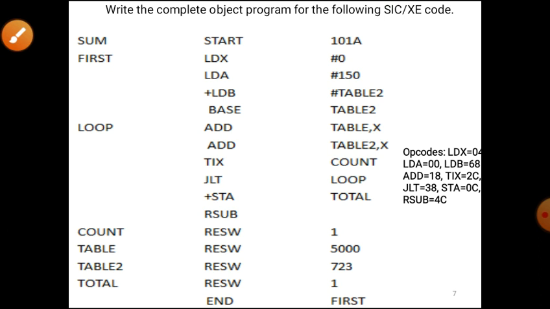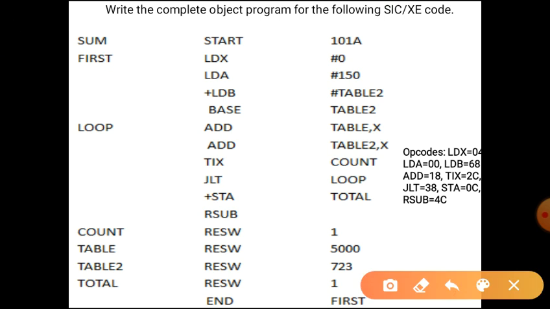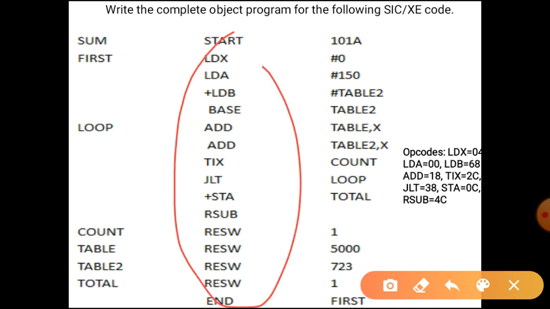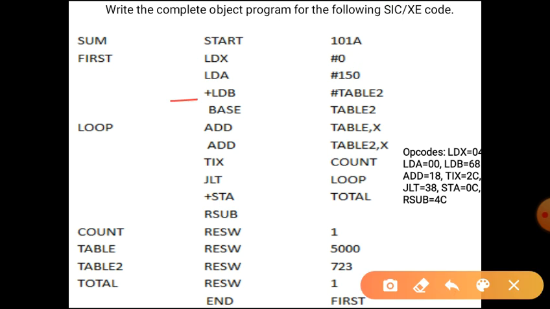Just for an example, I'll show this SICXE code. Here you can see that these are the mnemonics and these are the operands. In the operands, for this LDX instruction, LDX #0, it means that this instruction is based on immediate addressing mode. Then we have one more symbol, that is the plus. It means that this instruction has to be assembled using format 4. If there is no plus, for example LDA, we don't have plus here, it means that it will be assembled using format 3 instruction format.